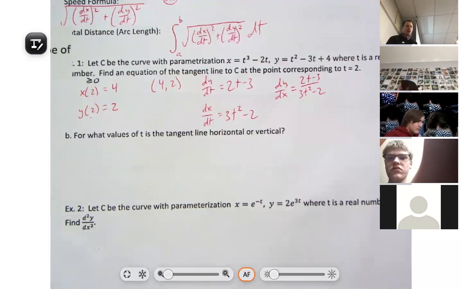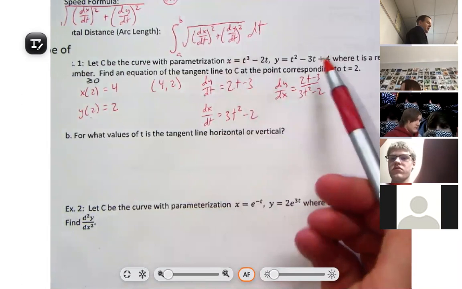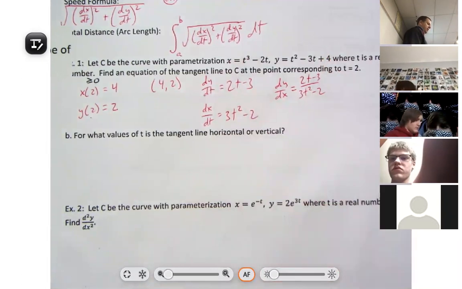I do find a handful of students will flip this and put dx/dt on top and dy/dt on bottom. And I get why that happens, because x is always given before y. So just be careful there. That's something I do find that happens.